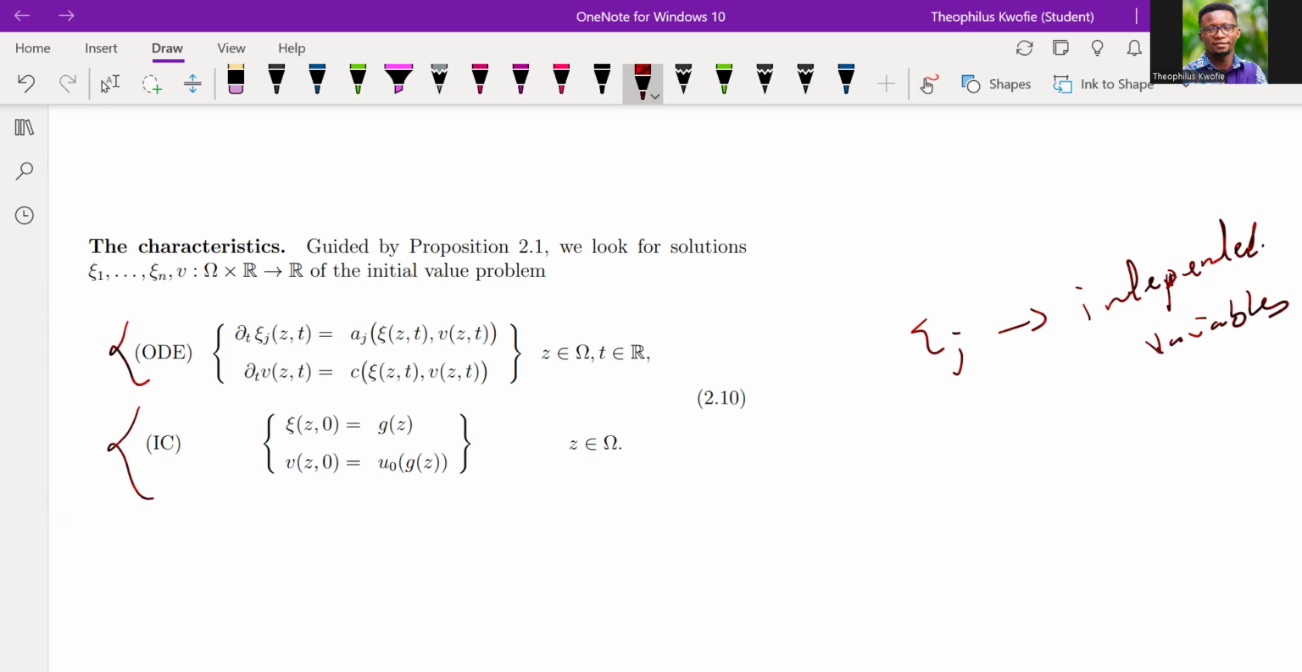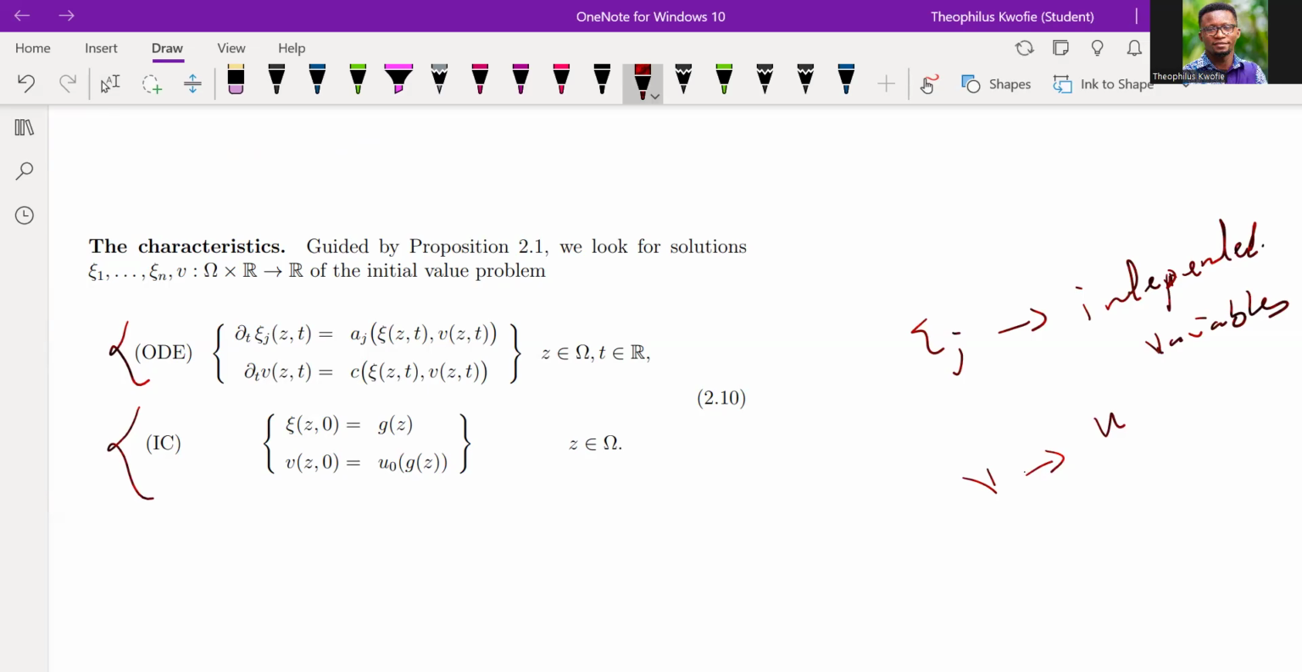And then I also mentioned that the v's relate to what? The solutions u. So please take note of that. That the xi j's correspond to the independent variables, and then the v relate to the u. Okay, so please let's take note of that.